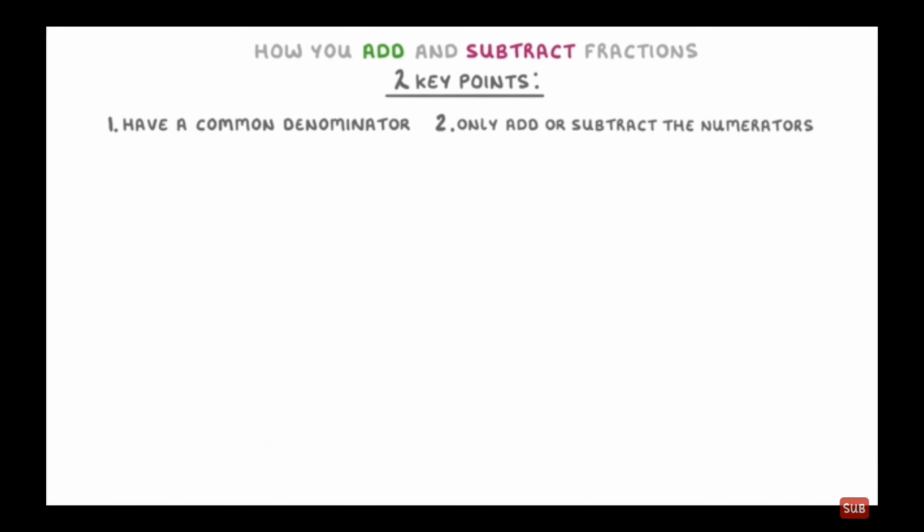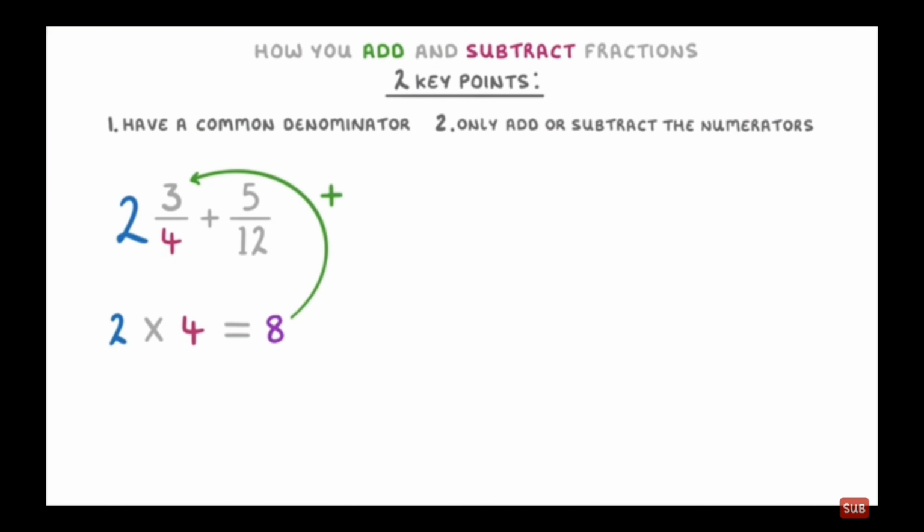Let's have a go at a couple more examples. So in this first one, we're trying to add 2 and 3/4, which is a mixed number, to 5/12. The first step is to convert 2 and 3/4 to its improper fraction form, which we do by multiplying the 2 by the denominator of 4 to get 8, and then adding that 8 to the numerator of 3, so that we get rid of the 2 and just have 11 over 4.